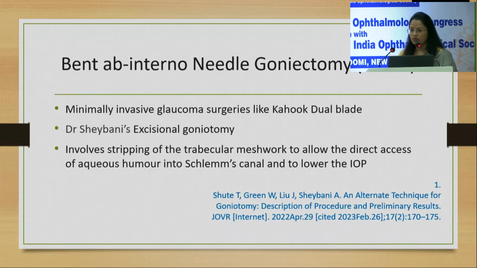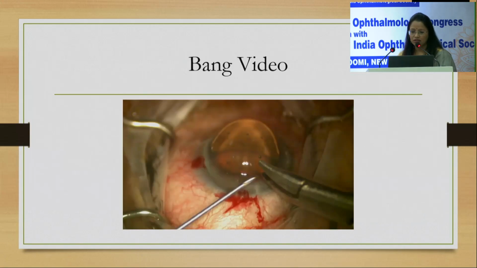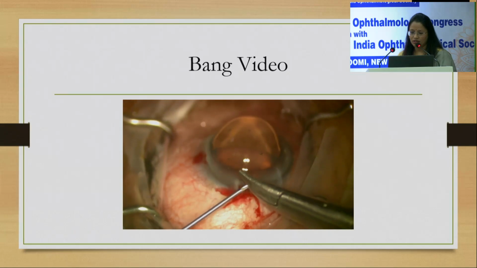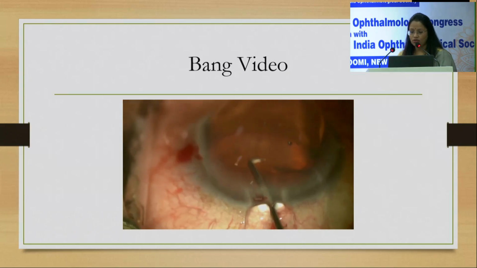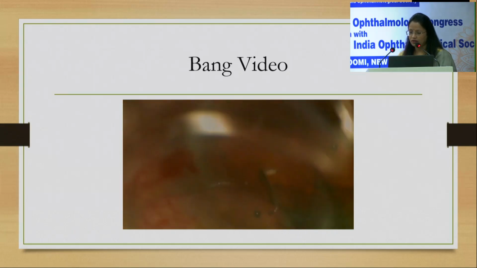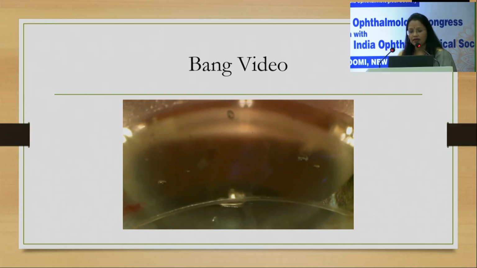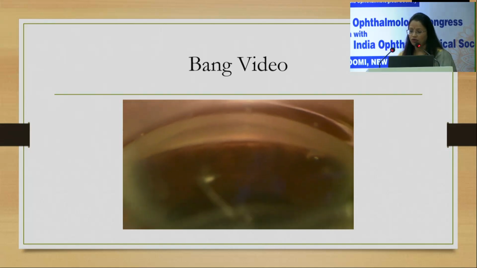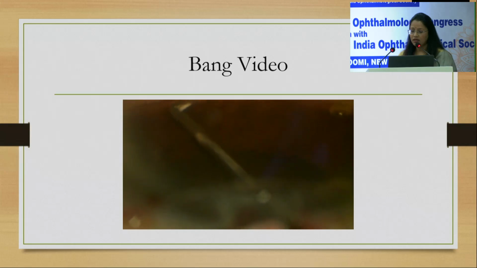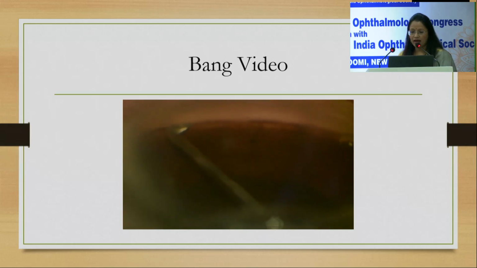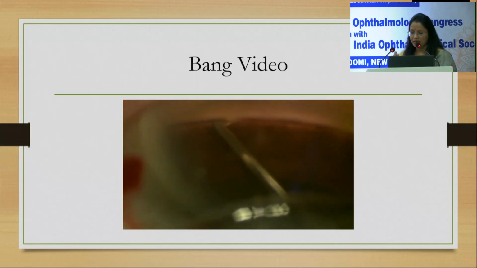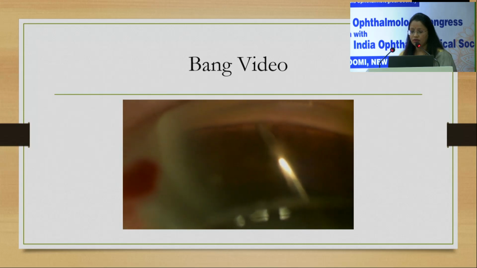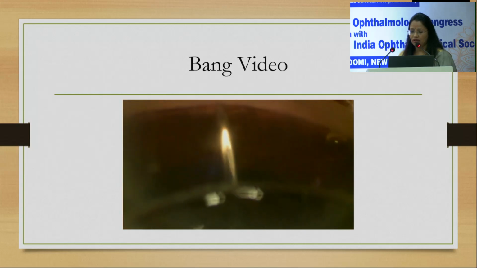Because the Kahook Dual Blade is a slightly costlier device, a modification called bent ab interno needle goniectomy, commonly known as BANG surgery, has been done, where we take a 26 gauge needle and bend it just opposite to the capsulotomy needle we use for our phacoemulsification. Again, similarly, we visualize with the help of a direct gonioscope. Here you can see the trabecular meshwork nicely, and the scleral spur is also visible just beneath it. And here you can see stripping of the trabecular meshwork.